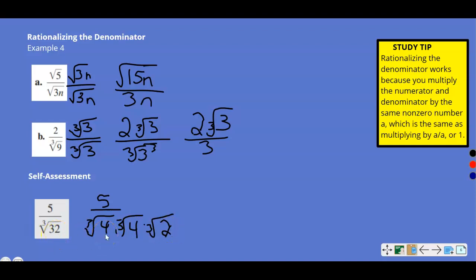Now, I need a perfect cube. I've got 4 and 4, but I need this one to be a 4 as well. So if I multiply the whole thing by 2, so I'm going to multiply by the cube root of 2 on top and bottom. That's going to give me 5 cube roots of 2 over 4, because this becomes 64, and the cube root of 64 is 4. Hopefully you got that.